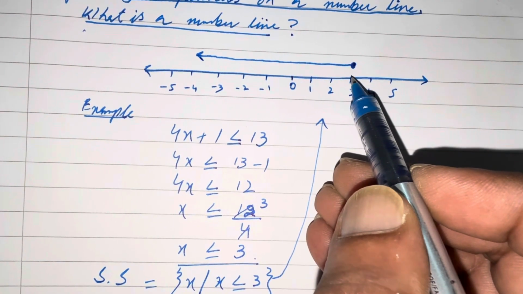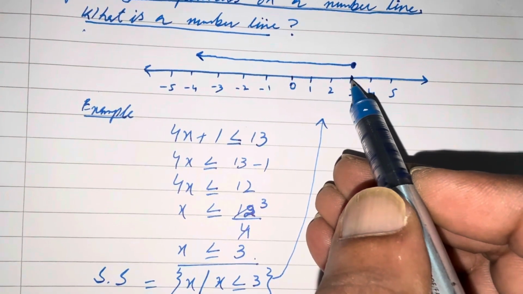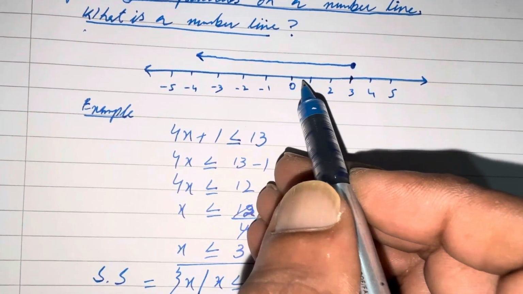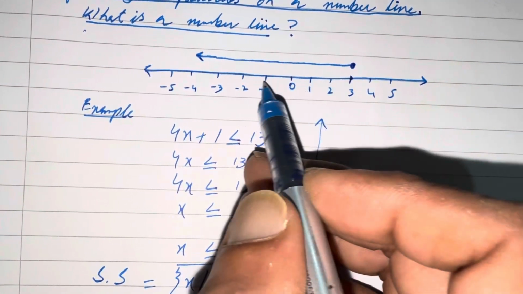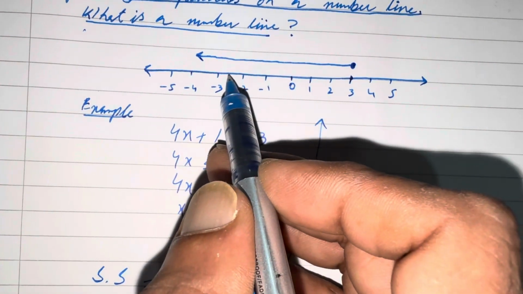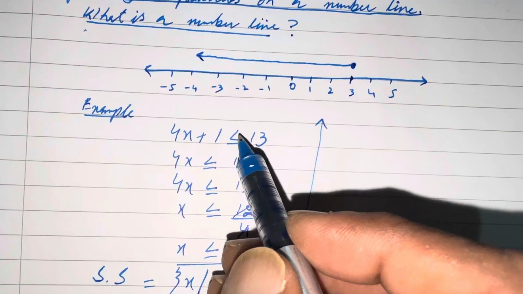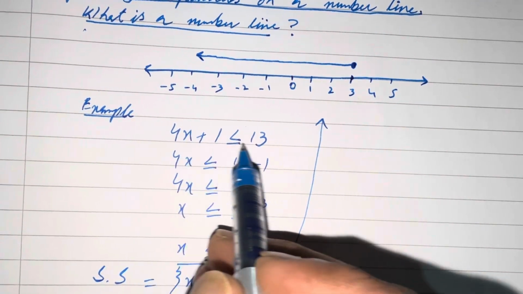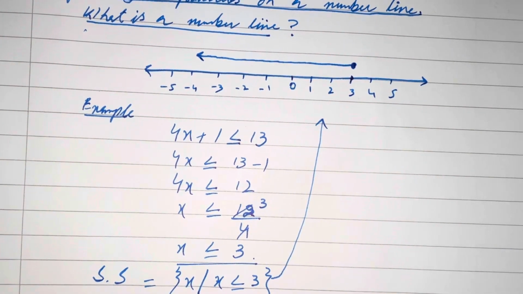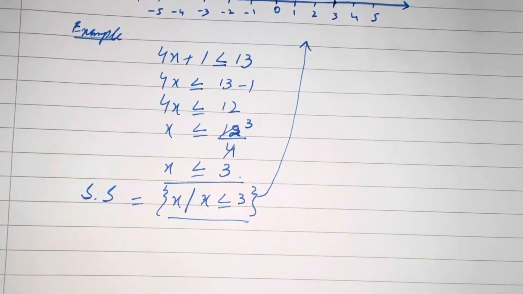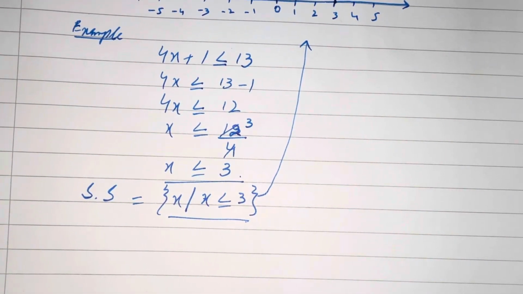So 3 means equals to 3 and less than equals to 3. All the values on the number line on the left hand side are the solution set of this linear inequality. So that's how we represent the solution sets on the number line.